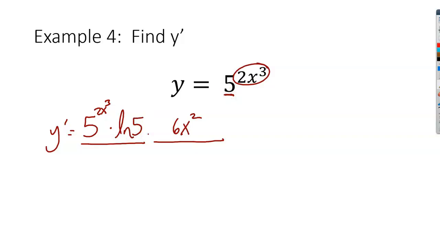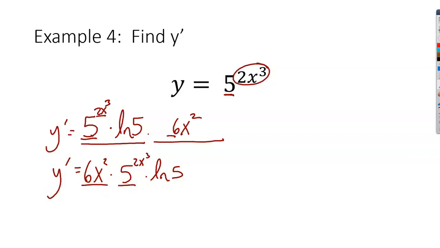Now in this case, since these bases aren't the same, you can't actually put the 5 and the 6x squared together. So a good way to write your answer in the long run would be to put 6x squared in the front, times 5 to the 2x to the third, and then put the ln last, and that would be our derivative. You can't really combine or simplify anything. You're not allowed to multiply those together.